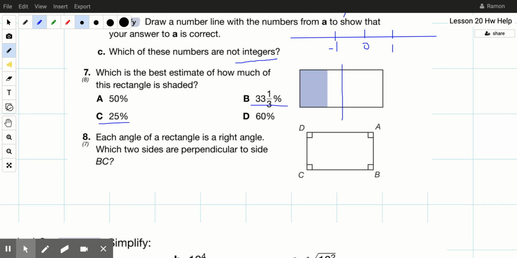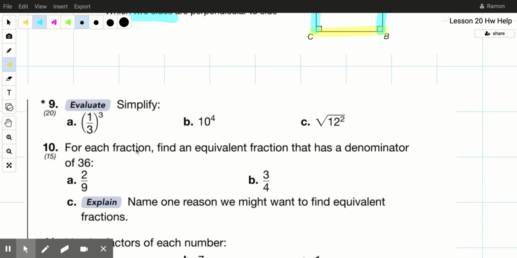Number 8, each angle of a rectangle is a right angle. Which two sides are perpendicular to side BC? So this is side BC. So the perpendicular sides are going to be the ones that make the right angles with BC. And you'll see that we have two sides that fit that description. So make sure that you name the sides. Number 9, simplify 1/3 to the power of 3.